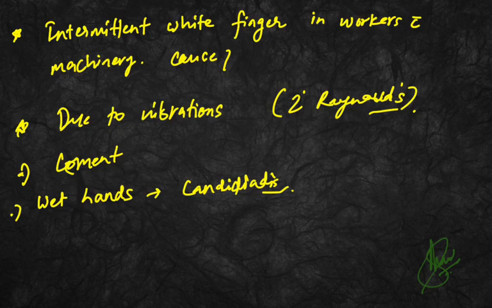Now, intermittent white fingers in workers with machinery. What is the cause? The cause is secondary Raynaud's phenomenon, due to vibrations. It is not due to cement, and not due to wet hands or candidiasis. It is due to vibrations.